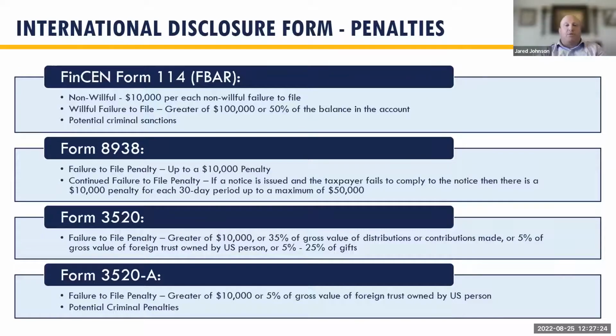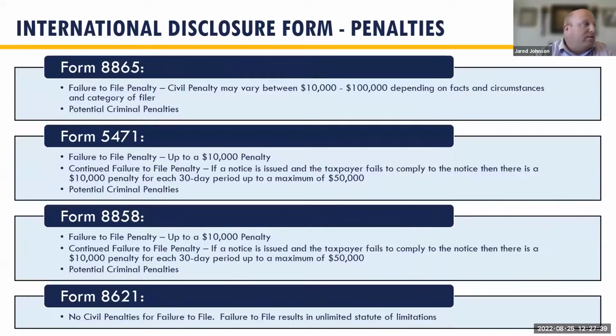So these are some of the other penalties regarding the other international forms, and for the sake of time we'll go right on. I guess one other thing to note is the 8621. All these other forms carry civil penalties. The 8621, or the PFIC form, does not. However, failure to file an 8621 carries with it an unlimited statute of limitations. I don't know if you want to call that a penalty, but it kind of is. As long as you don't file the 8621 and you should have, technically your statute of limitations remains open.